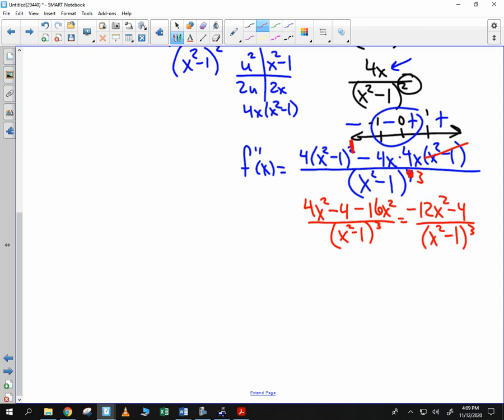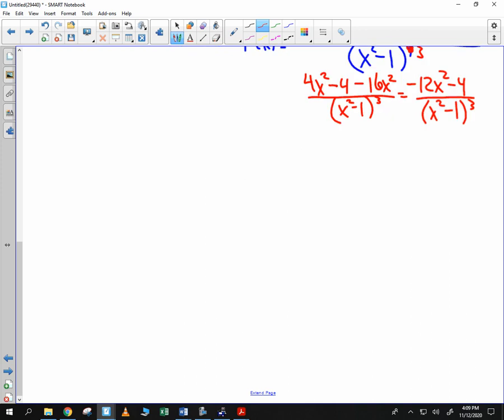So we need to consider critical points. If you notice, the top is never equal to 0. How do I know the top is never equal to 0? It's a parabola that's upside down, that's shifted down 4 units. That never crosses 0. The top is always negative, always negative. So I look at the bottom, and the bottom is equal to 0, negative 1 and positive 1. So it'll always be a negative on top.